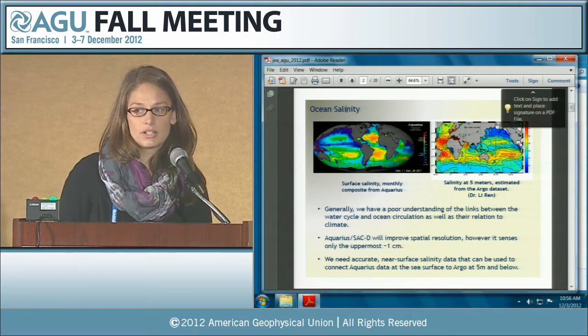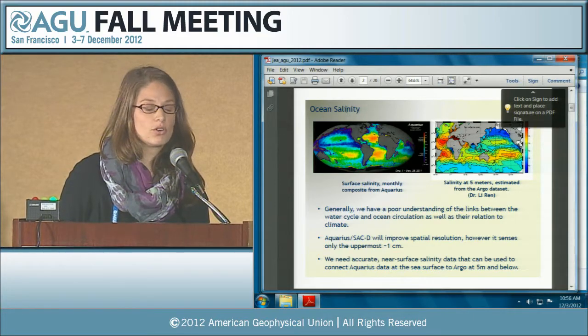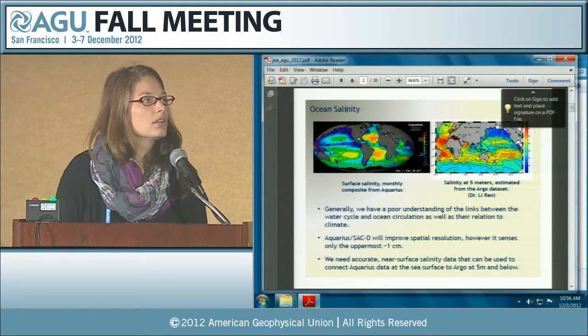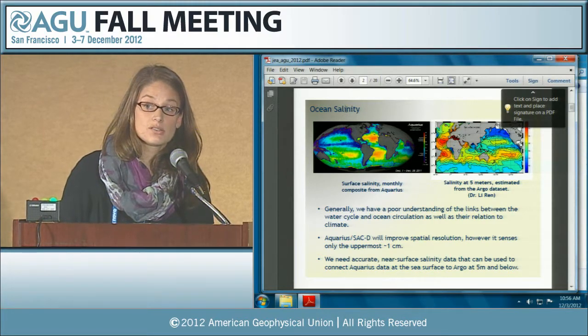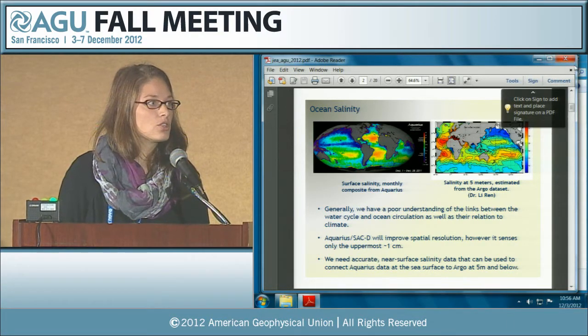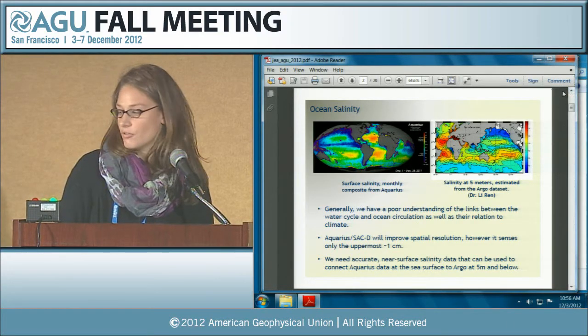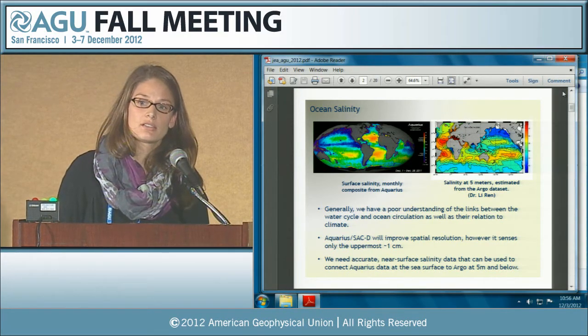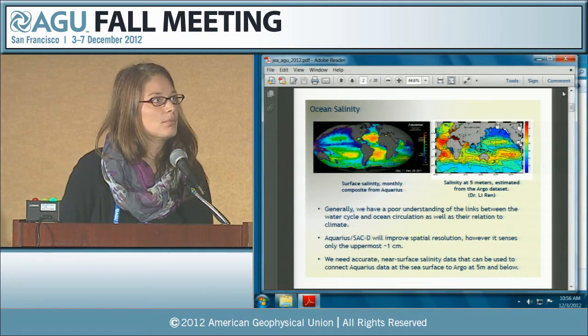However, they quit collecting data at about 4 meters below the sea surface to ensure their stability over long periods of time. The Aquarius data is going to continue to enhance our understanding of ocean salinity. However, it senses only the uppermost centimeter of the ocean. We therefore have a need for accurate near-surface salinity data so that we can connect Aquarius to Argo, which has been mentioned in the previous talks.